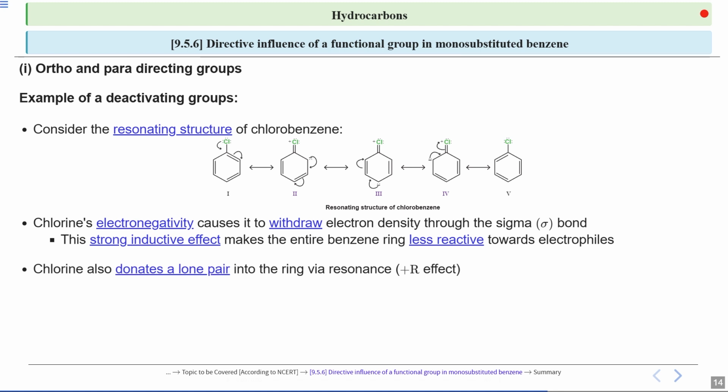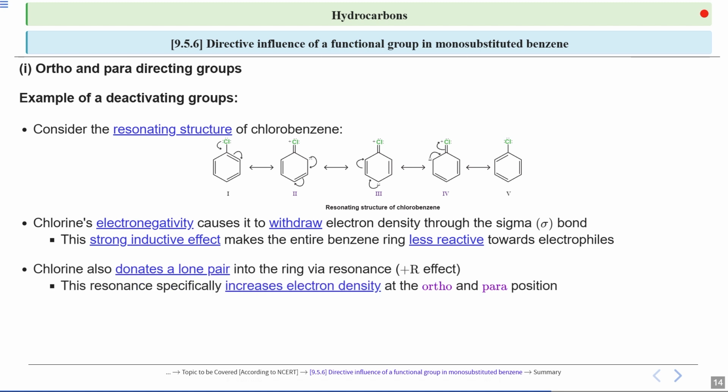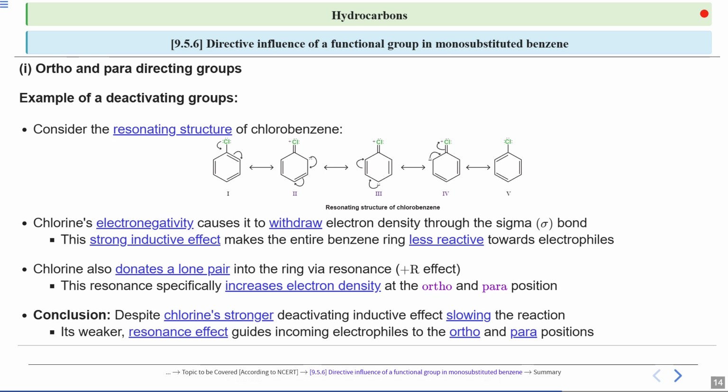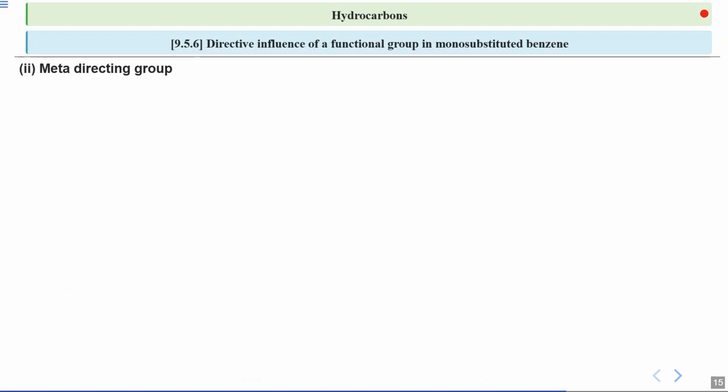Chlorine also donates a pair of electrons to the ring via the resonance effect. We have seen the structure, and this resonance specifically increases electron density at the ortho and para positions. Therefore, in conclusion, we can say that despite chlorine's stronger deactivating inductive effect slowing the reaction, its weaker resonance effect will guide the incoming electrophile to the ortho and para positions. Now, we will shift our focus onto the meta-directing groups.